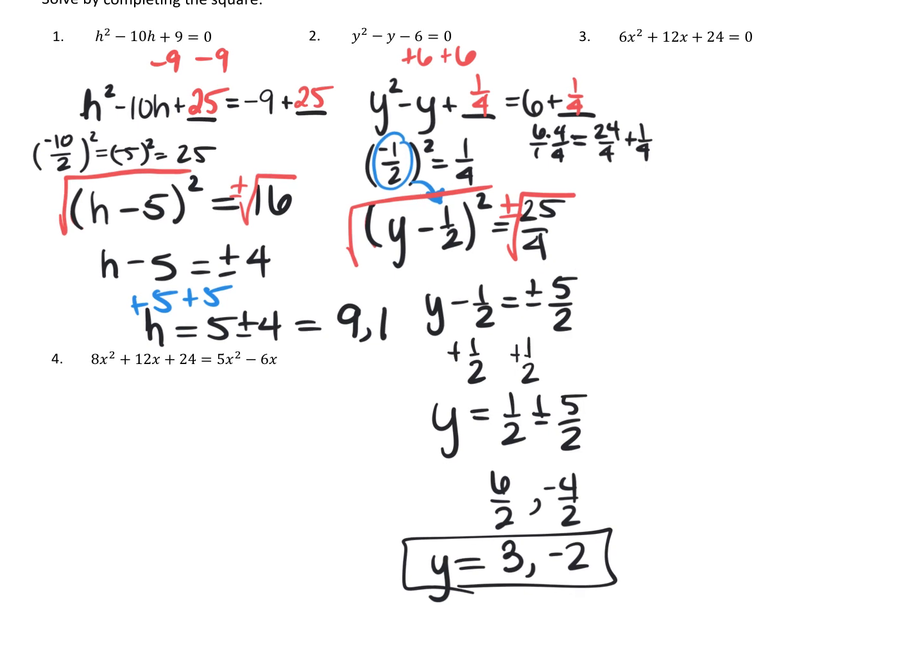All right, so now let's look at what we do if it's not a perfect square, because 6, 12, and 24, none of those are perfect squares, right? And my x squared has a coefficient. So in order to deal with that, we're going to divide everything by 6. So we just divide by 6, and we get x squared plus 2x plus 4 equals 0.